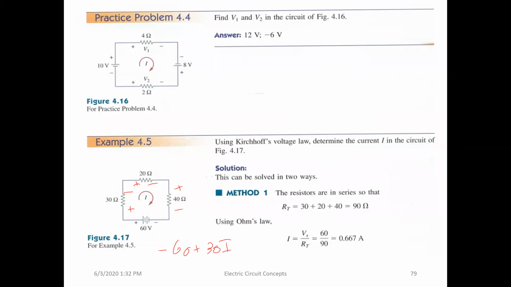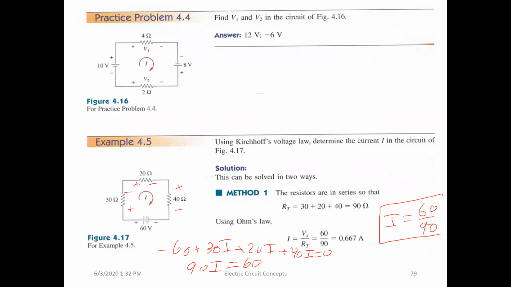30I plus 20I plus 40I equal to 0. So we add: 30 plus 20 is 50, and 50 plus 40 is 90, so 90I equals 60, so I equals 60 over 90. Okay, this is one of the methods.